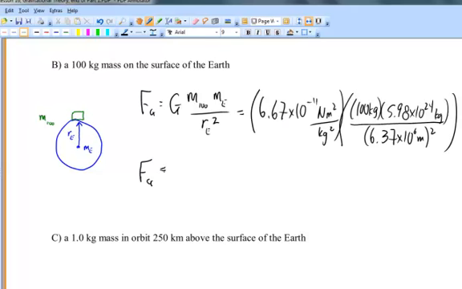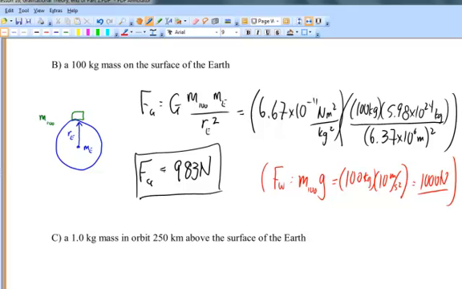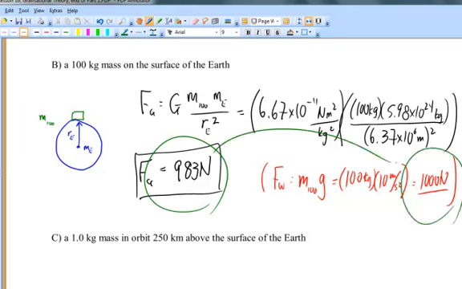So there it is with the numbers inserted, and now I'm going to put that into my calculator and get some result. I get 983 newtons, which is roughly 1,000 newtons, which I would have gotten with the regular weight formula. And just for kicks, I've written the weight formula down with its result, and we'll see that these two results, the 983 newtons and the 1,000 newtons, mean the same thing.